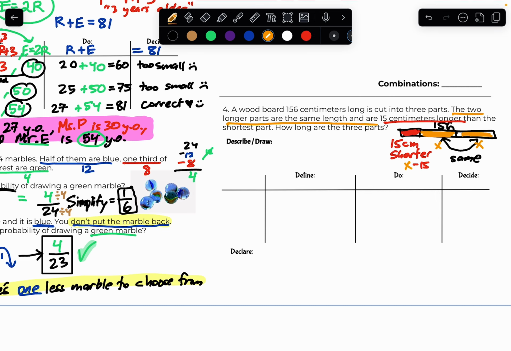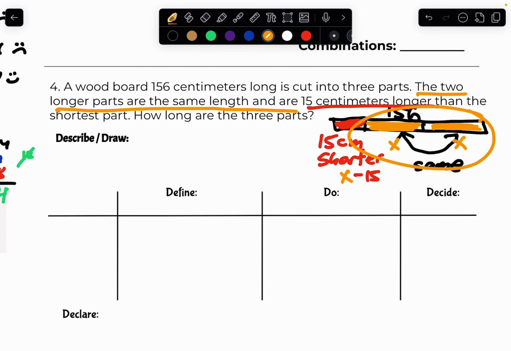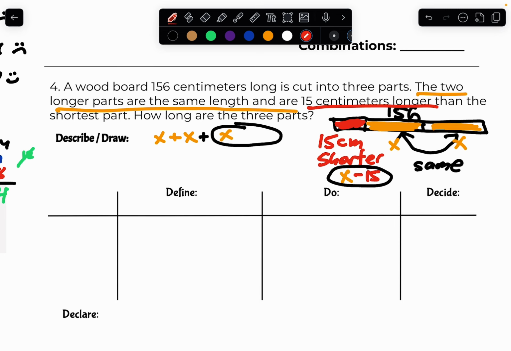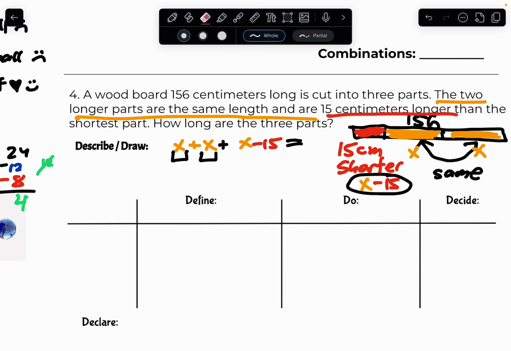Okay, so I'm going to give you a little bit of a trick. This is going to set you up for the future, okay? So if these 2 orange pieces that I drew are x and x, I can add them together. And then if I add the shortest side, that's going to be x minus 15. If you don't know what I'm doing yet, that's okay. We're going to continue practicing this, but this is a great way to solve it. And what's the total of all 3 sides? This side plus this side plus this side. If I add them all together, I get 156.